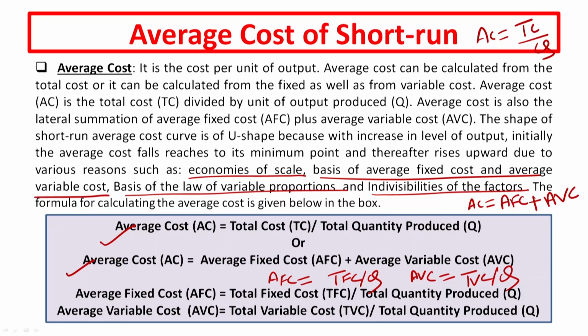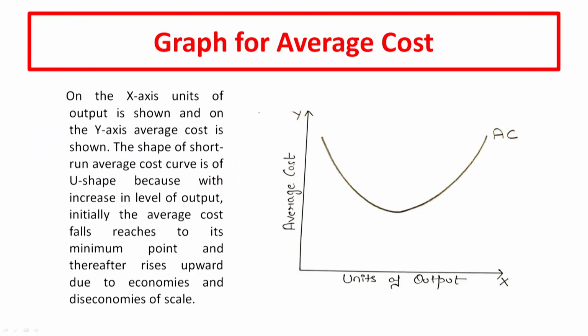Because of these reasons, the average cost curve is U-shaped, which means average cost has increasing return, diminishing cost, then constant return, constant cost, then decreasing return, increasing cost. That means these are the three situations. So, average cost is the cost per unit of producing the commodity.